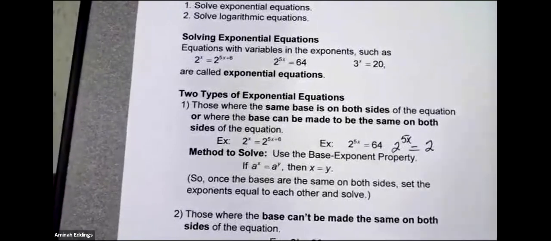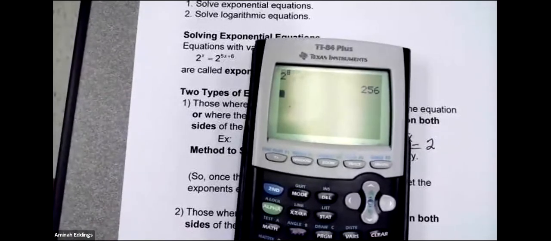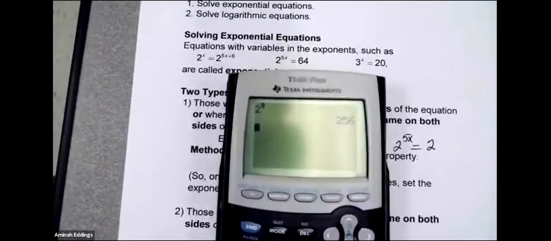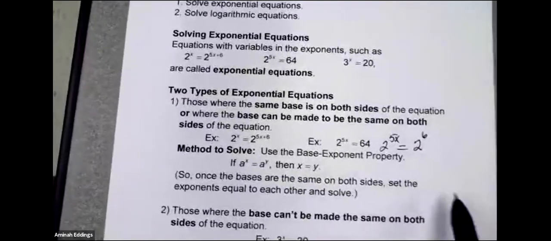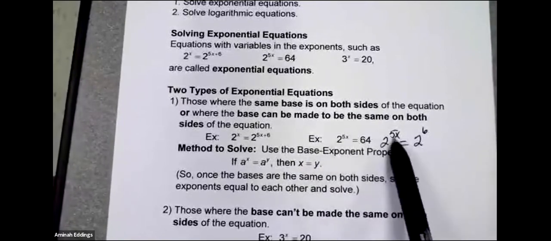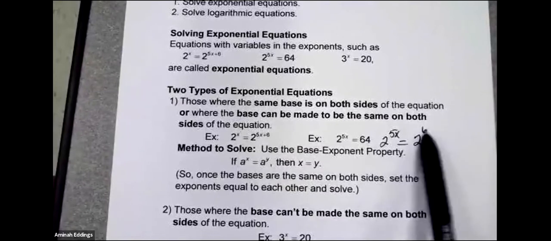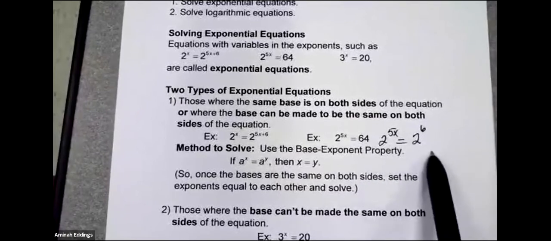2 to the 8th? Let's see. Nope. So 2 to the 8th power. Ooh, that's kind of big. So nope, not 64. Anyone? Two to the 6th, 2 to the 6th power. Yep, it's 64. So what I've done now is still made this equation equivalent because 2 to the 5x power did not change, and then 2 to the 6 is the same as 64. Okay, and that's what we mean by making the bases the same.